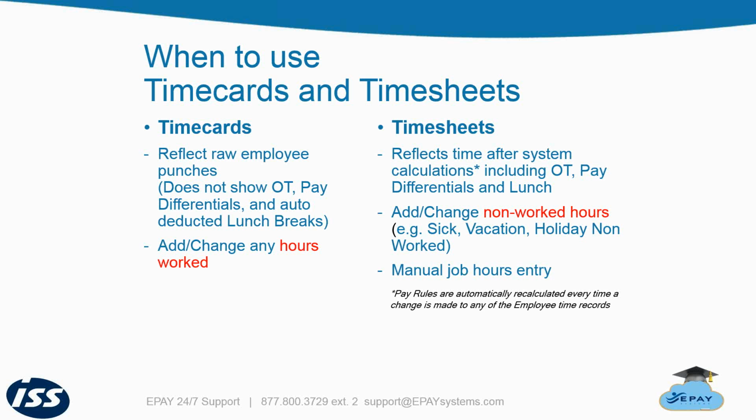Now the timesheet view is a separate view, and it reflects time after system calculations. What that basically means is the time that I clocked in at 7:01 to 3:37 p.m. in my example is going to overflow over to the timesheet view, and in the timesheet view the system's going to apply any system rules. The system calculations and rules that are in there, like OT, pay differentials, and lunch, get applied.